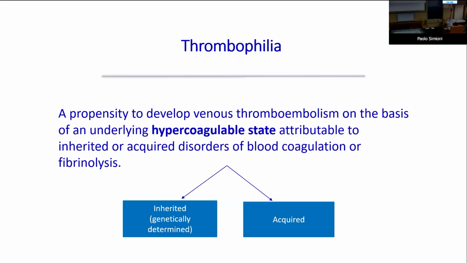Thrombophilia mainly is a clinical concept, because it's a propensity of the patient to develop thromboembolism or thrombosis in general, due to an underlying hypercoagulable state that can be related to genetic or acquired conditions. You don't actually know if a patient with thrombosis has a genetic defect that can cause that thrombosis, or if it is acquired.